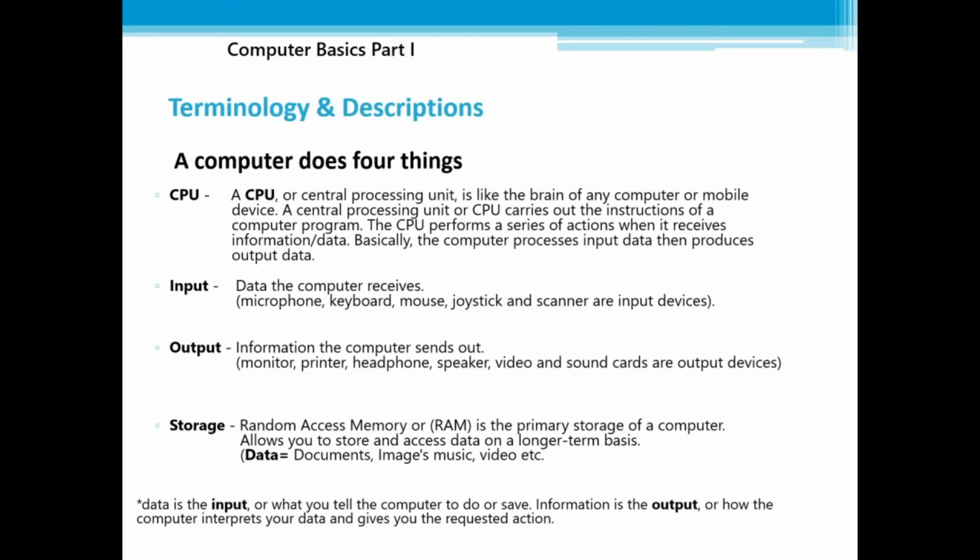And then there's storage, which is RAM, or random access memory. That's the primary storage of your computer. So it stores your documents, your images, your music, video. So data is the input, or what you tell the computer to do or save. And then information is the output, or how the computer interprets your data and then gives it back to you.